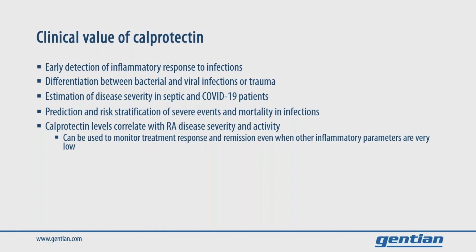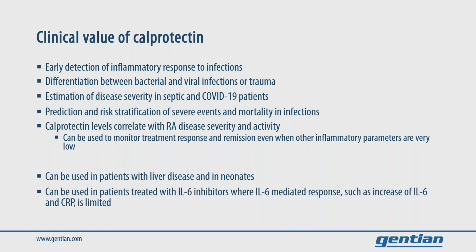Calprotectin also has a high clinical value in non-infectious diseases like RA, where it correlates with disease activity and severity and can be helpful to monitor patients under treatment and in remission for the treatment response and relapse, also when other inflammatory biomarkers are not sensitive enough. Lastly, I want to highlight that calprotectin can also be used in liver patients and neonates, since its production is dependent of neutrophils and these are part of the innate immunity. In addition, calprotectin can be important when monitoring patients receiving IL-6 inhibitor treatment, where other inflammation markers like CRP are not applicable.